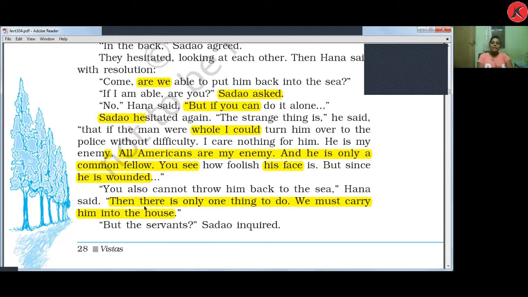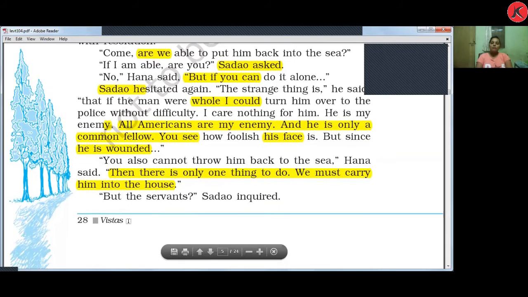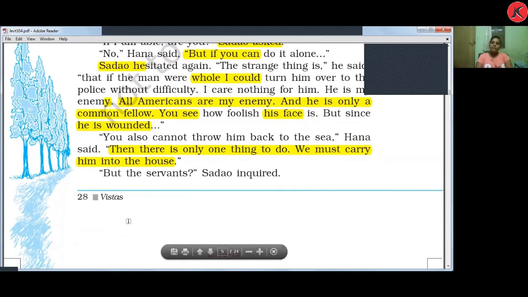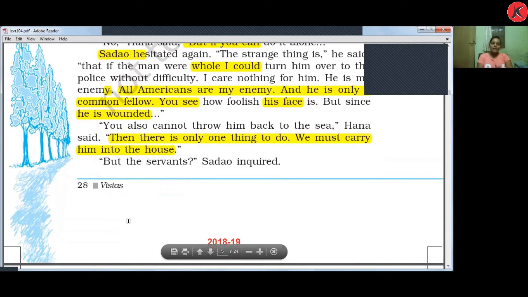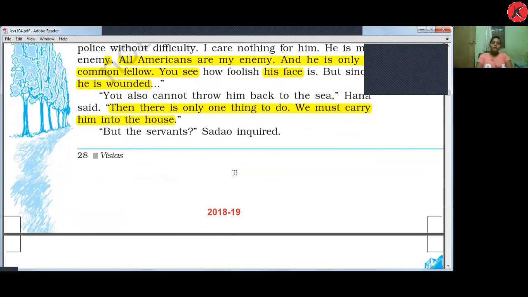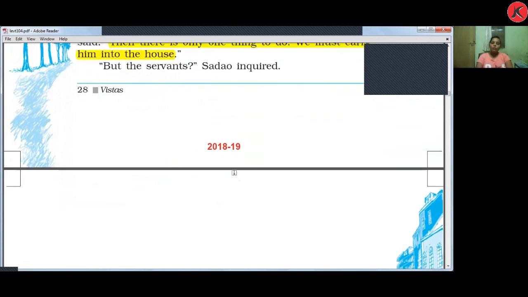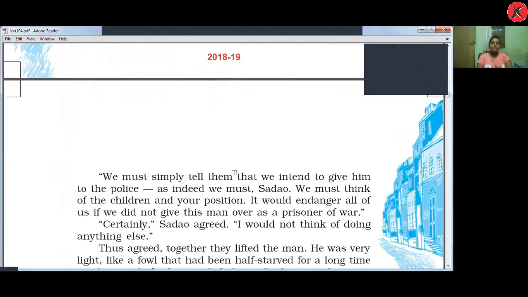So both options they said no. So Hannah says there is only one option remaining, and which was that option? We must carry him into the house, which means we must give shelter to this American sailor. But the servants, Sadao inquired. Sadao was asking what about the servants if they saw this? "We must simply tell them that we intend to give him to the police, as indeed we must, Sadao."